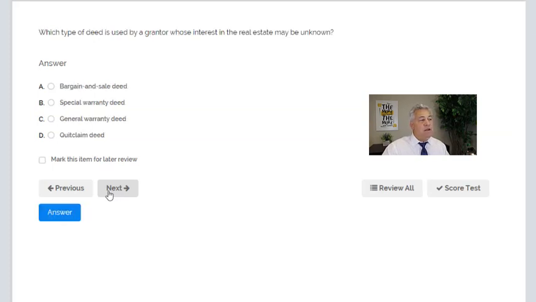Which type of deed is used by a grantor whose interest in the real estate may be unknown? A, bargain and sale deed. B, special warranty deed. C, general warranty deed. Or D, quitclaim deed. These are the 4 types of deeds that we can use to transfer ownership of property, typically would be used.